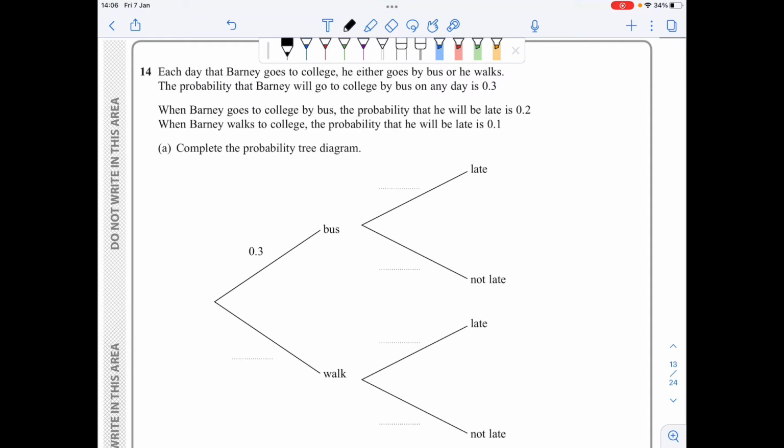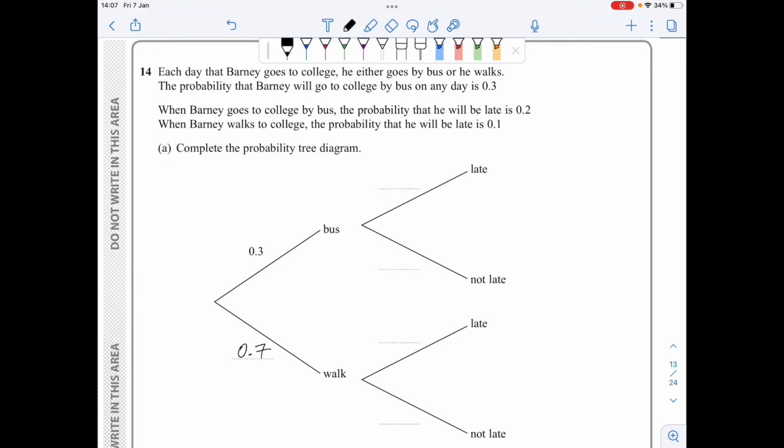For part A, I'll just use the information given to complete the tree diagram. Now, since this number is 0.3, this one has to be 0.7. They should add up to 1.